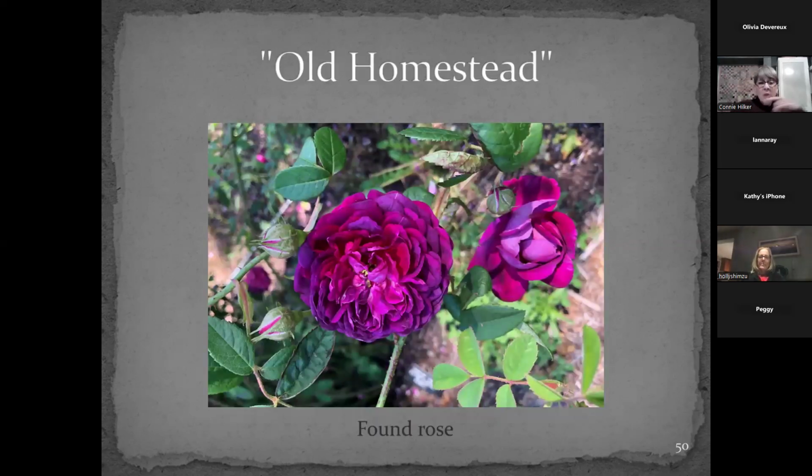Here we have Old Homestead. It's another one that has the same flower form, with the colors that blues as it ages. This is one that is often found at old places in California.